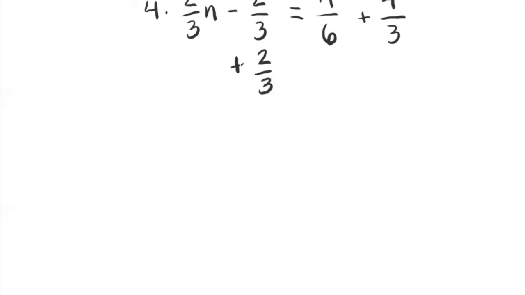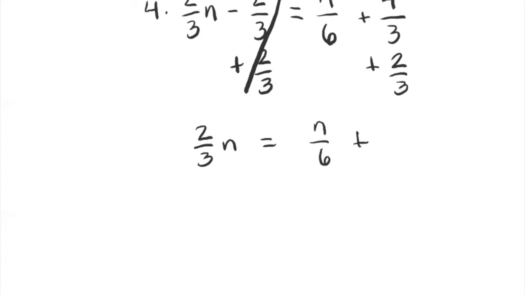For question number 4, we're told 2/3 n minus 2/3 is equal to n divided by 6 plus 4/3. Don't be overwhelmed or intimidated by these fractions. They work just the same as our whole number friends. So I can add 2/3 to both sides to get rid of the 2/3 that are there. I'm left with 2/3 n is equal to n over 6 plus, what's 4 plus 2? That's 6. 6/3 is equal to 2. So I've got a whole number there now.